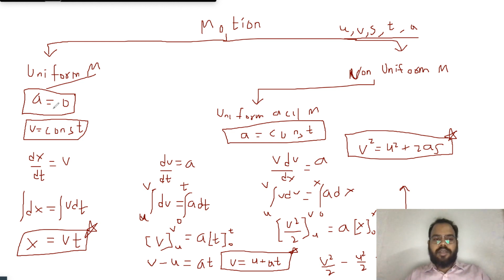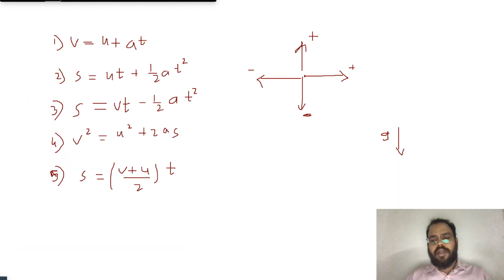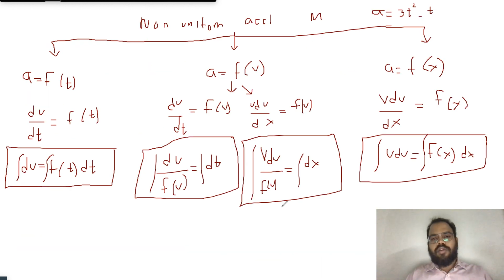So in uniform motion, acceleration is 0, velocity is constant. We have one formula, x is equal to vt. In uniform acceleration, we have 5 equations that we have already done. And in the last part, non-uniform accelerated motion, they can give you acceleration as a function of time, acceleration as a function of velocity, and acceleration as a function of displacement. So this covers a broad view of your motion. So now let's get started with some sums.